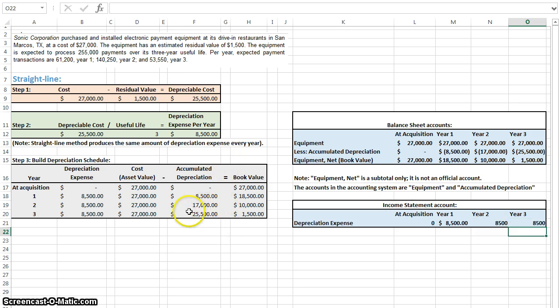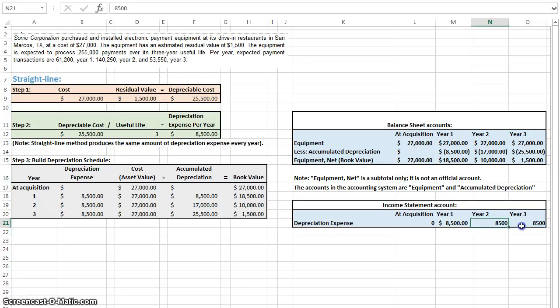1, look at my accumulated depreciation after year 3. It is the same as my depreciable cost. Basically, it's saying, how much depreciation should I take? Well, look, I took $8,500, then $17,000 after 2 years, $25,500 after 3 years. So it matches. That was my goal of this whole schedule, is to take $25,500 of depreciation in 3 years. Look at my book value after 3 years is over, $1,500. My other goal, I want my book value at the end of this table to be equal to my residual value, and it is. So that matches up.